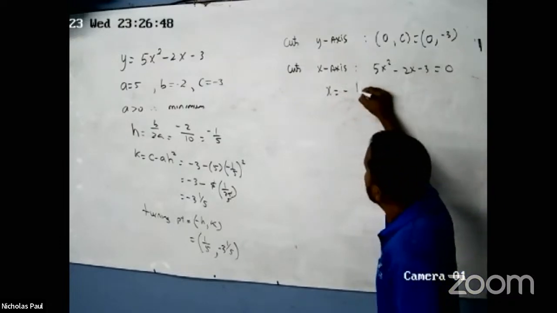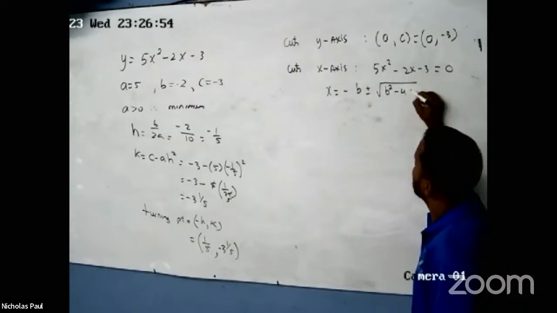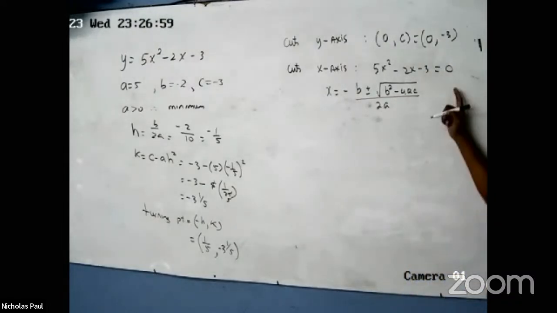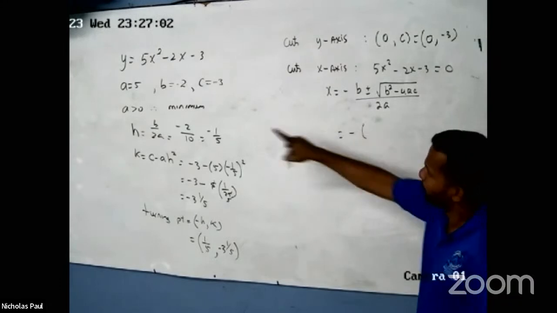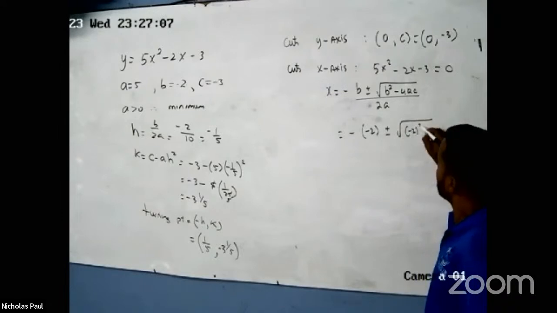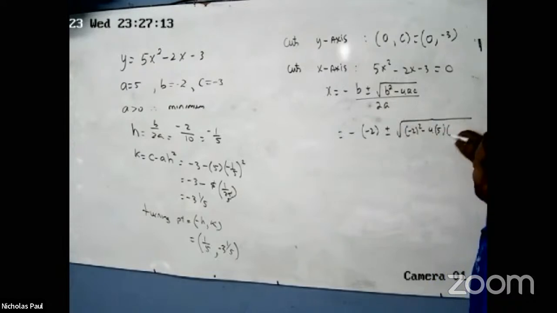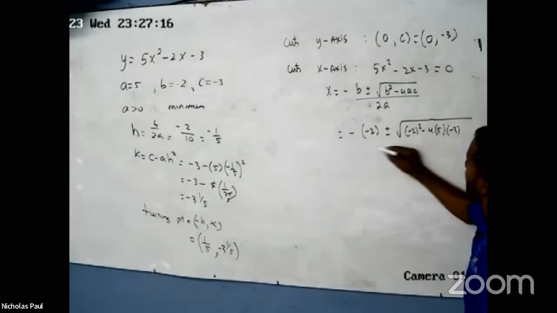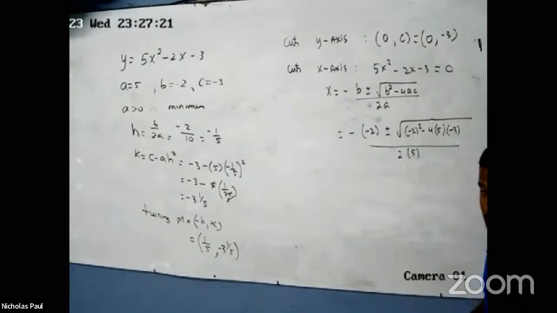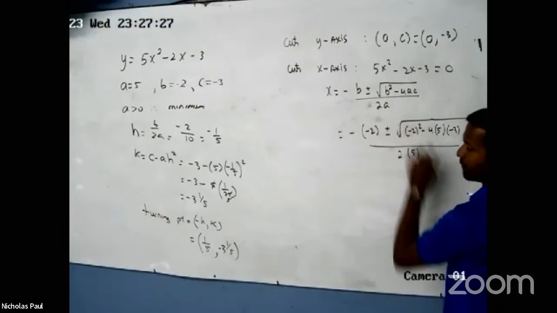So x is equal to minus b plus or minus the square root of b squared minus 4ac, all over 2a. So I'm going to use the formula and work out this figure. B was -2, 4, A was 5, and C is -3, all over 2 by A. That's okay? So I just plug in B, B squared, A, C, and A.